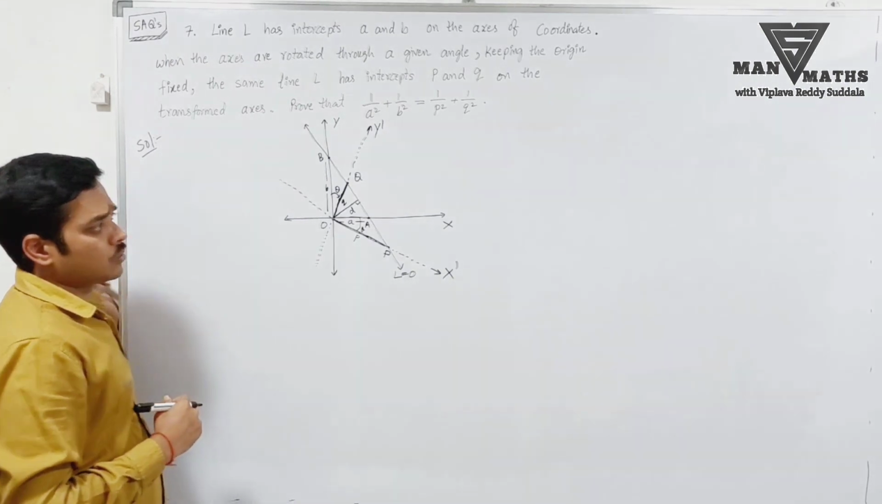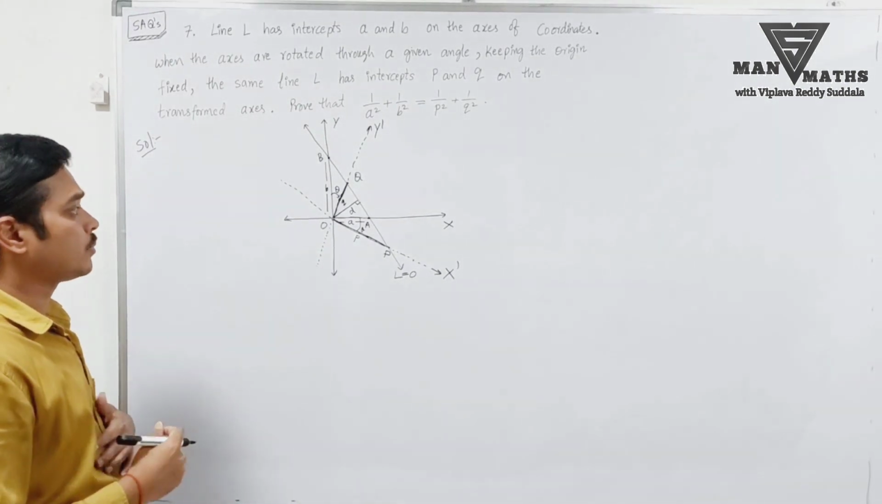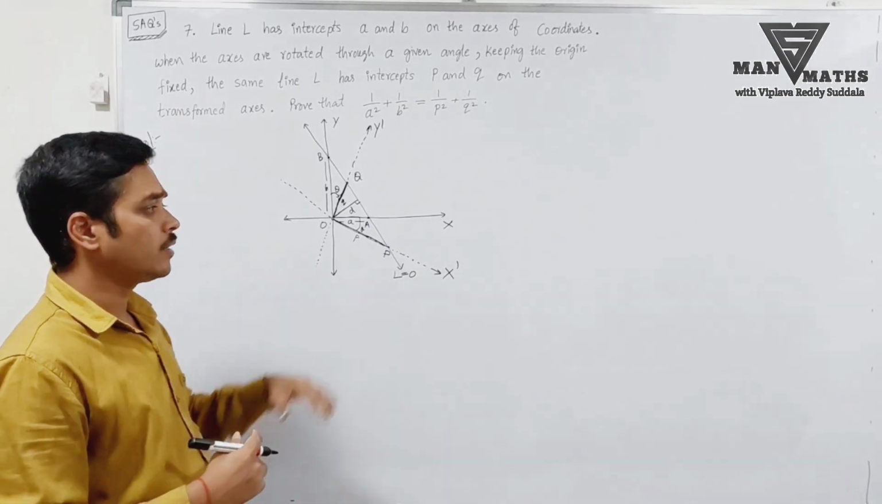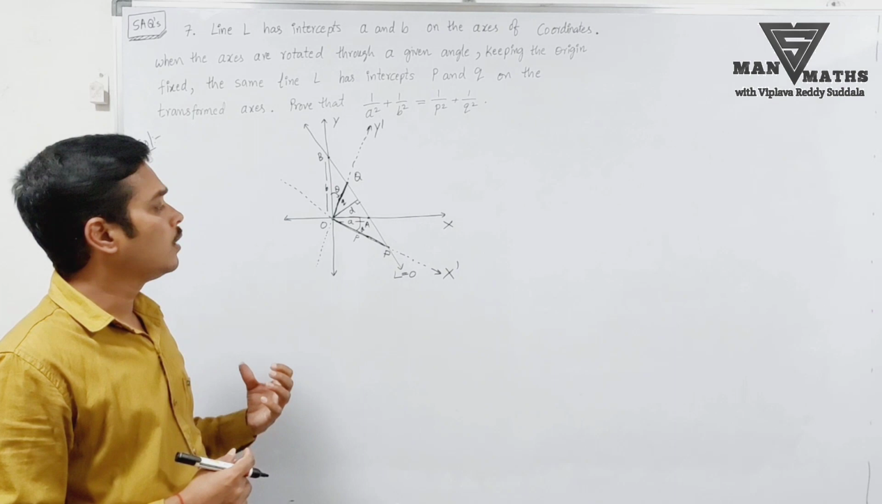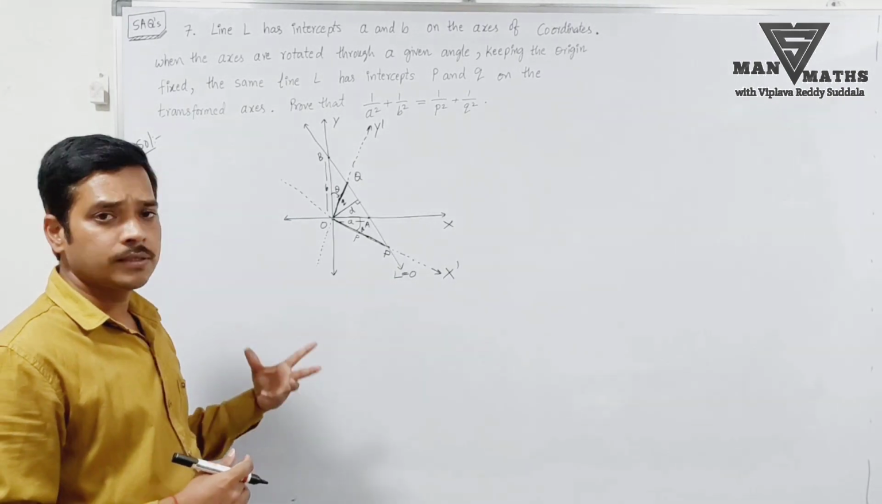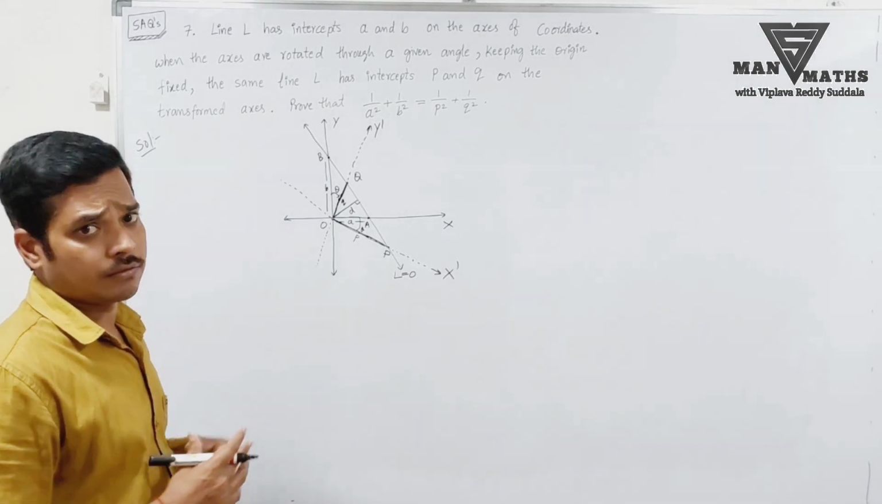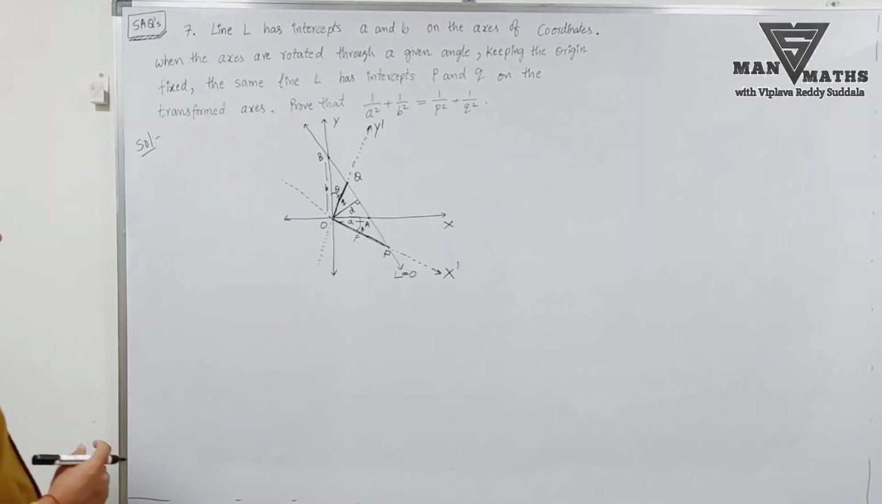Okay. So now apply that concept. What is the concept here? Before rotation, the distance from the origin to the line is, for example, d1, which is equal to d2. d2 means after rotation, the distance from the origin to the same line. Okay. Now apply that concept.